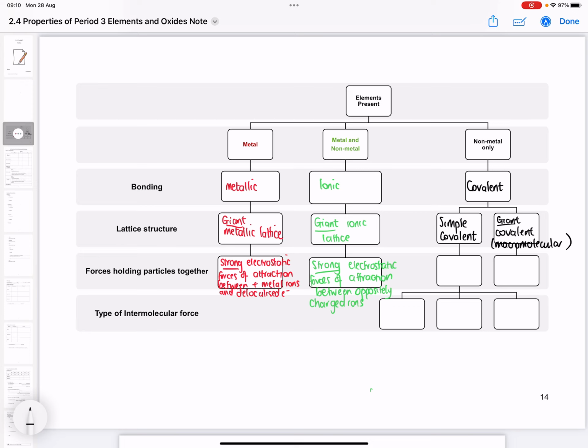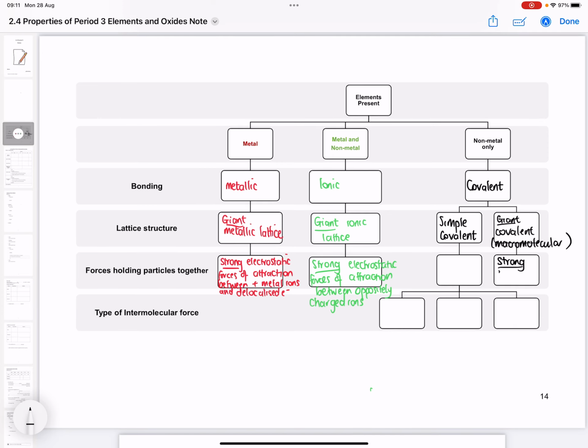or simple molecular. Now if we're giant, then the forces holding it together, because it's giant, can you see that commonality? Giant, strong, giant metallic, strong electrostatic, giant ionic, strong electrostatic, giant covalent, strong covalent bonds. And actually it's good to say many because it's happening over and over and over again. Whereas if we're simple, we've got weak intermolecular forces. And those weak intermolecular forces could be van der Waals, they could be permanent dipole, or they could be hydrogen bonds. And depending on the situation will be what we have to discuss.